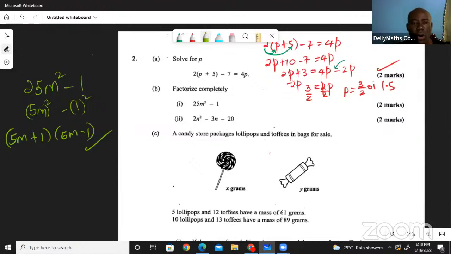We're done. So factorizing here, we'll have a 5m plus 1, and then a 5m minus 1, and we're finished. Or you could say 5m minus 1 first, and then the 5m plus 1 after. That is perfectly good to go.